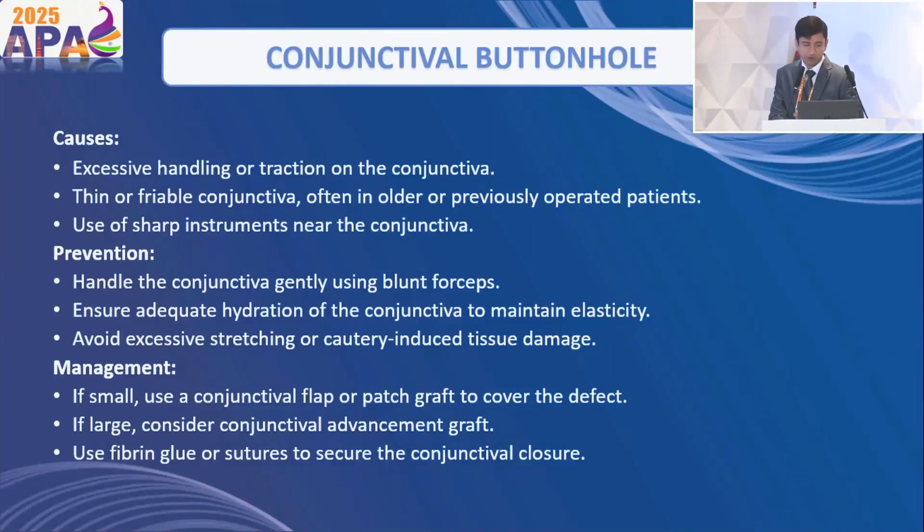You can have a conjunctival buttonhole. So like in any filtration surgery, any glaucoma surgery, you have to handle the conjunctiva very gently without using those sharp tooth forceps, only blunt forceps, and maintain hydration to maintain the elasticity of the conjunctiva. And if you have a conjunctival buttonhole, you can do a conjunctival flap or a patch graft.